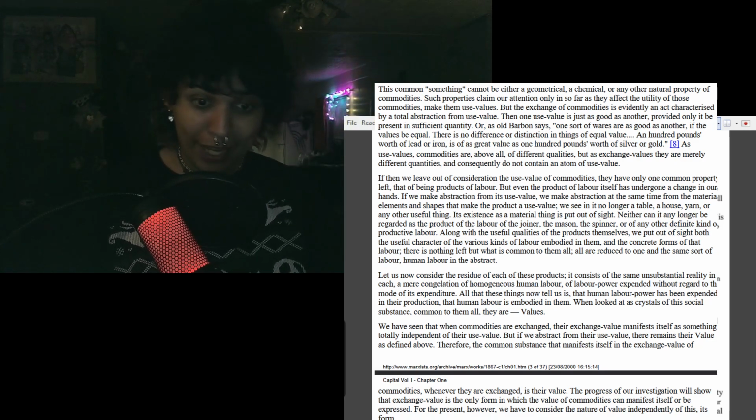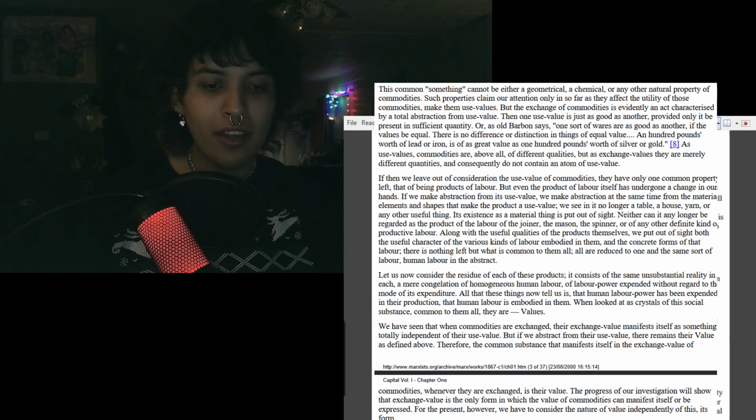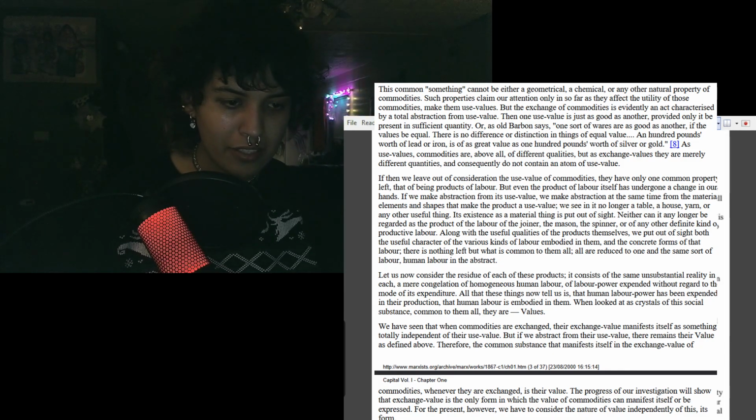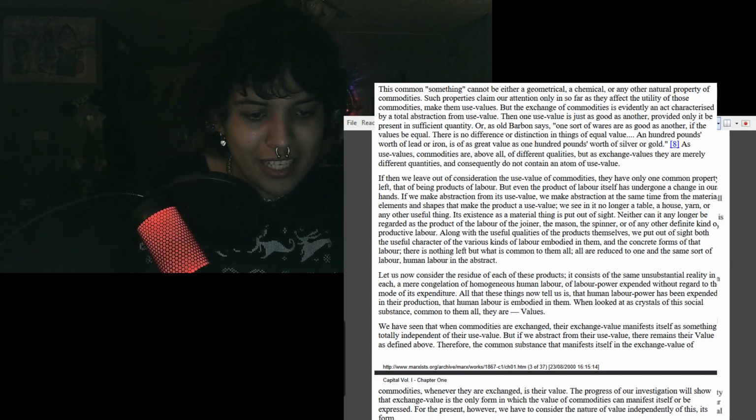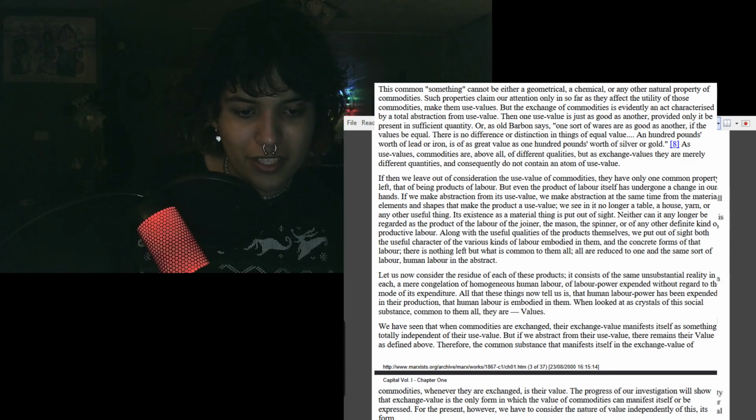That's my guess. Let us now consider the residue of each product. It consists of the same unsubstantial reality in each, a mere congelation of homogeneous human labor, of labor power expended without regard to the mode of its expenditure. All that these things now tell us is that human labor power has been expended in their production, that human labor is embodied in them. We look at them as crystals of this social substance common to them all. They are values.